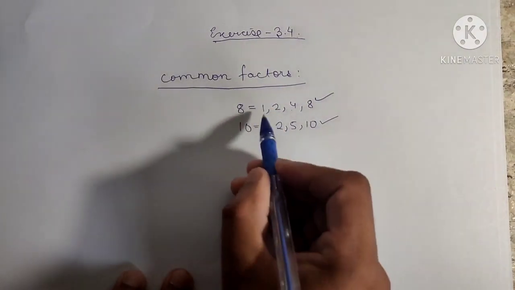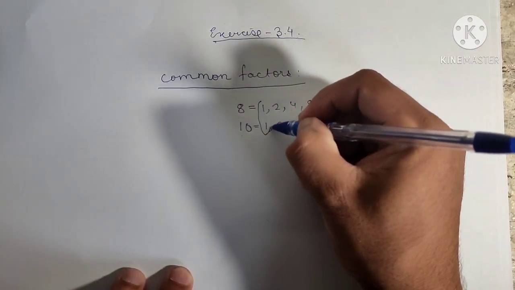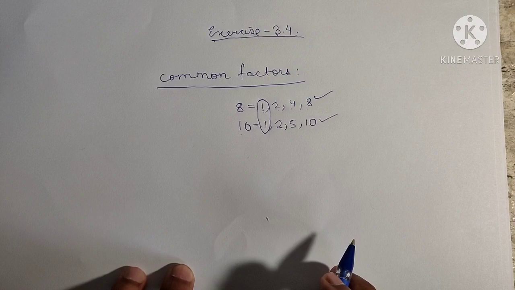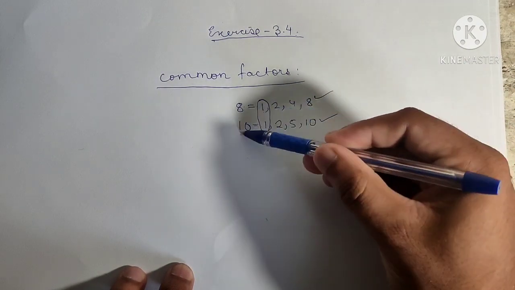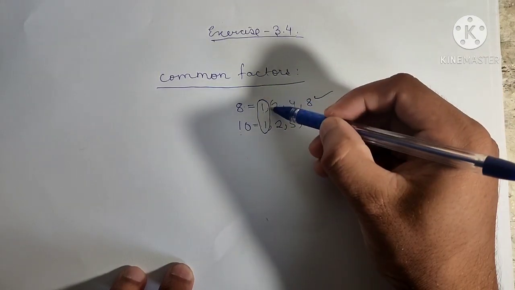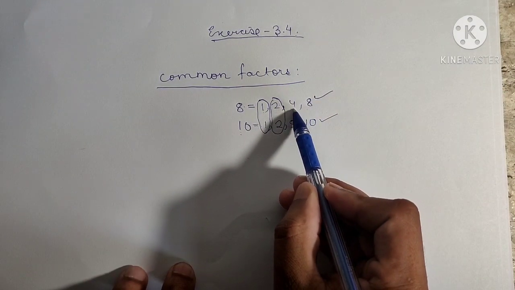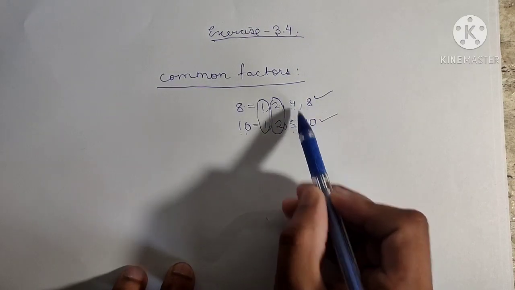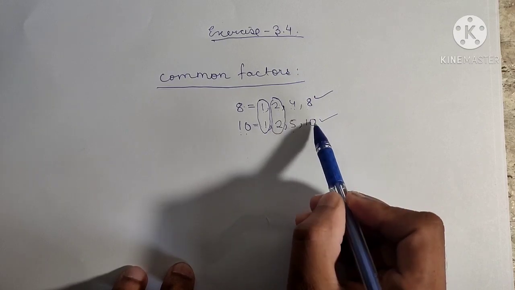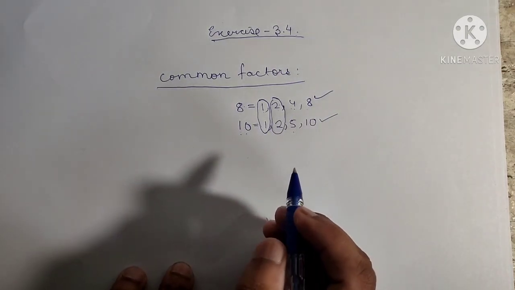See, in 8 we are having 1 and in 10 also we are having 1. That means 1 is the common factor of 8 and 10. And similarly, in both 8 and 10, 2 is also present, so 2 is also a common factor. Can you see in 8 we are having 4 but in 10 we are not having 4. That means these are not the common factors for 8 and 10. Since the numbers are not the same, we will say that they are not common factors.